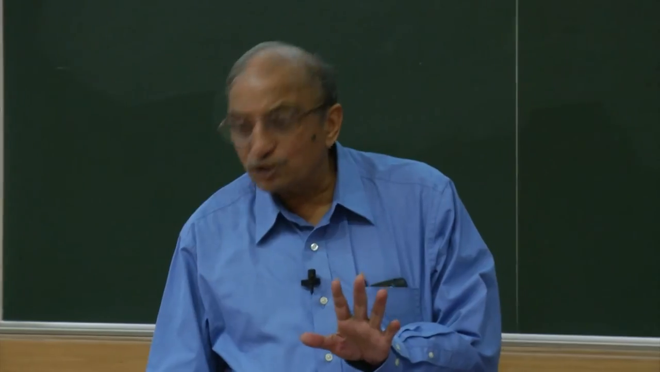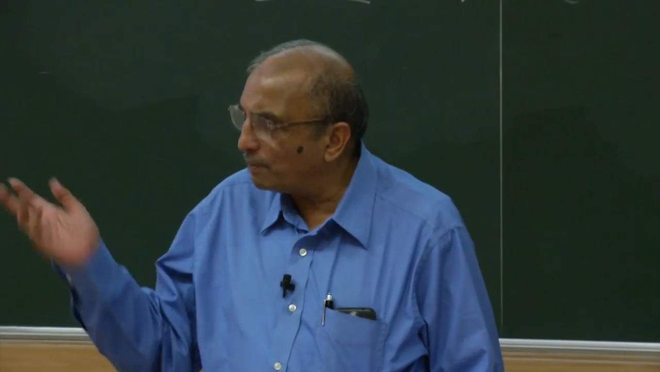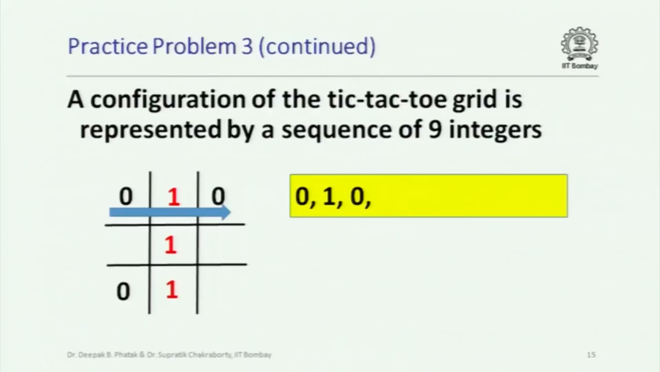Is this being appreciated? Let's go back and see the whole thing again. We want to write a C++ function that can be used to play a game of tic-tac-toe using zeros and ones. So this is an example of a game being played. In this case, the second player has managed to get three ones in a column, and therefore the second player wins. This could happen if a player gets three zeros or three ones in any row or any column or any diagonal. One configuration of the tic-tac-toe grid is represented by a sequence of nine integers. So nine integers are given. These nine integers represent the complete tic-tac-toe configuration.